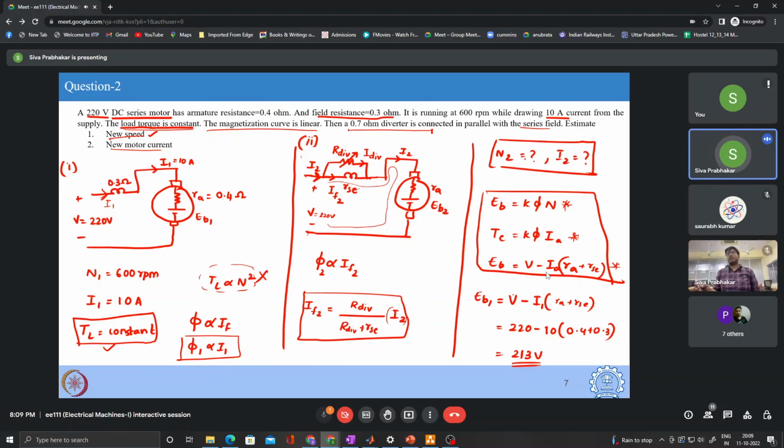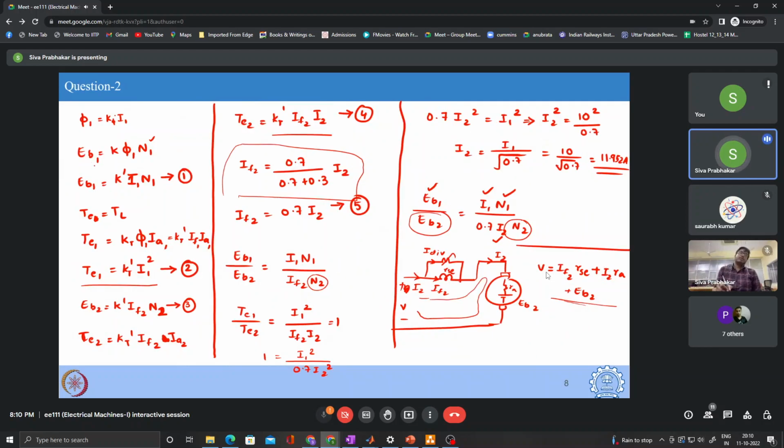So I am using the three basic motor equations, that is the back EMF, the electromagnetic torque as well as the KVL equation, which relates the back EMF with the supply voltage and the armature current flowing through it. So we apply the KVL in this particular loop without any diverter resistance. So I get V minus I1 into (RSC plus RA) minus EB1, and from that I can get the value of EB1.